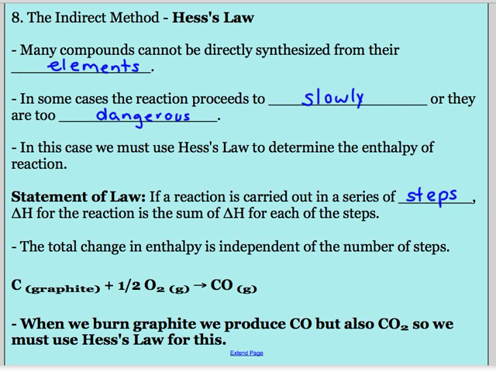So right here is one where we're making carbon monoxide. And theoretically, we could take a carbon and half an O2, and we would make carbon monoxide. But if you actually do that, you don't just get carbon monoxide, you also get CO2, and it doesn't really work that well. So this is a classic example of when we would use Hess's law because it's not something we can do easily in lab.